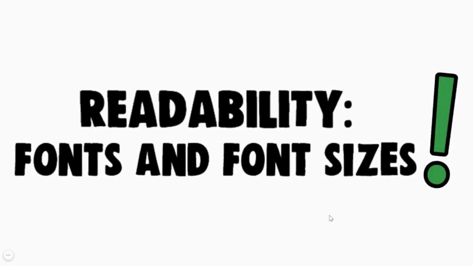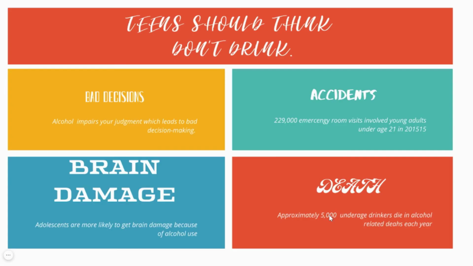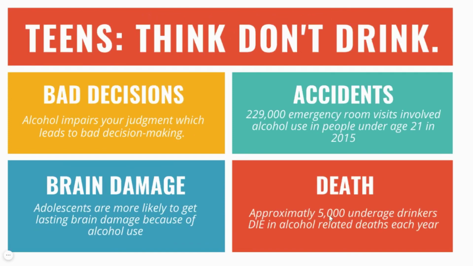Okay. So readability is all about fonts and font sizes. Okay, so let's look at one example of an informational slide. Teens should think, don't drink. So you can see here, there are 4 zones. There's a title and then 4 zones. So here's one version of this informational slide, and here is another.